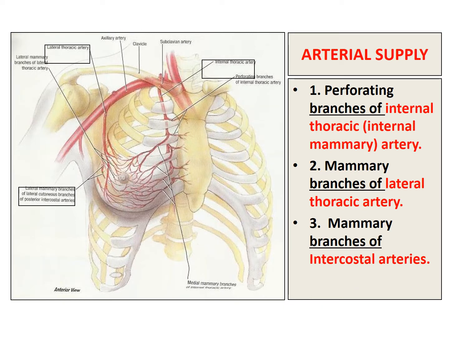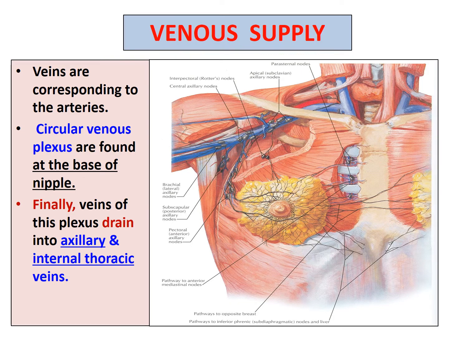The arterial supply. Number 1. Perforating branches of the internal thoracic, that is internal mammary artery. Number 2. Mammary branches of the lateral thoracic artery. Number 3. Mammary branches of the intercostal arteries. These are the arterial supply to the female breast. The venous supply. Veins correspond to the arteries. Circular venous plexus is found at the base of the nipple. Finally, veins of this plexus drain into the axillary and internal thoracic veins.